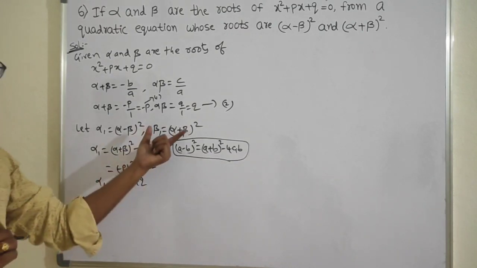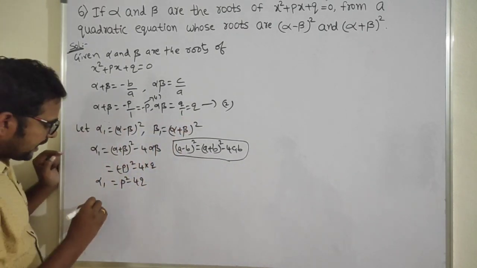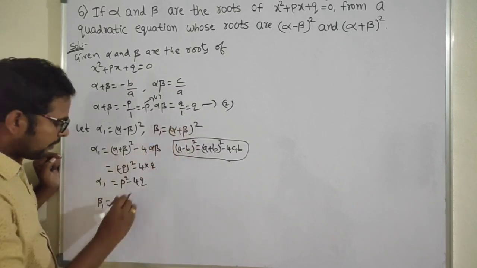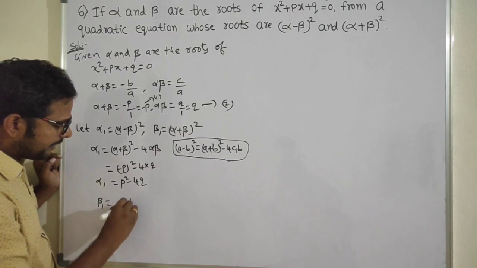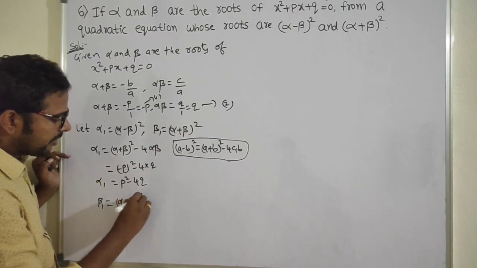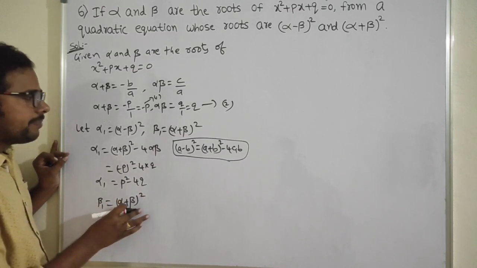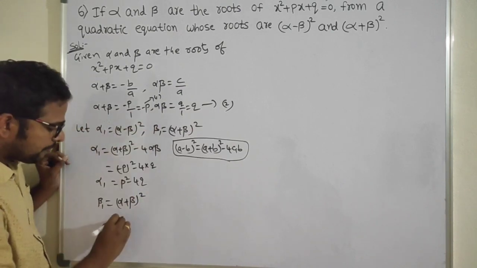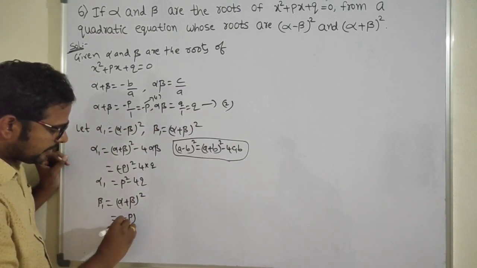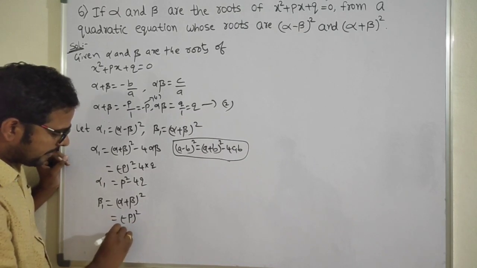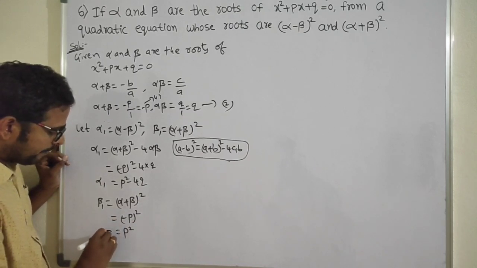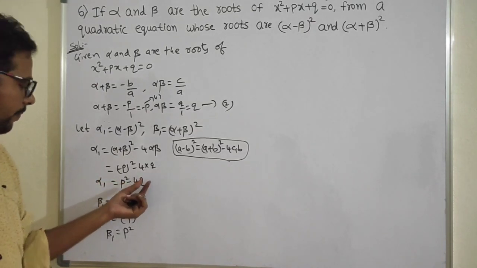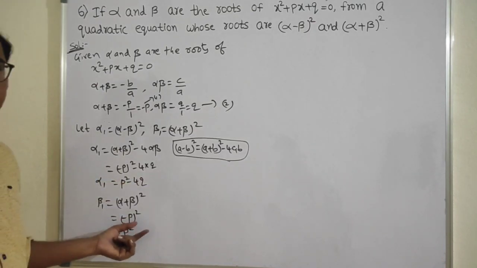Now similarly find beta 1 value. Beta 1 is equals to alpha plus beta whole square. What is alpha plus beta value? Minus p whole square is equals to plus p square. This is beta 1. So alpha 1 is equals to p square minus 4q, beta 1 is equals to p square.